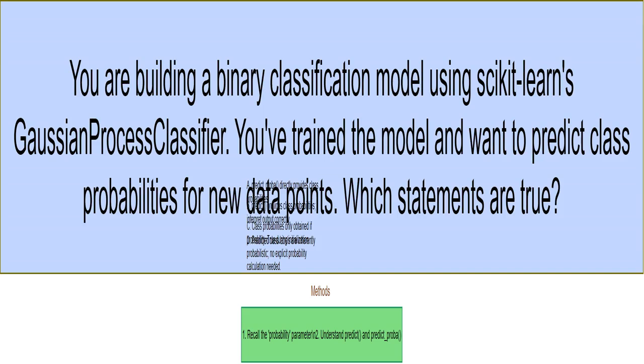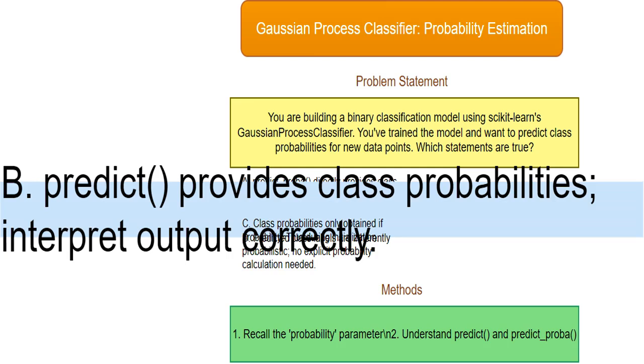But only if I set probability true earlier. It's the key to unlocking probability information. Although a Gaussian process model deals with uncertainty, it doesn't automatically give probabilities without the probability true setting and using predictProba. It needs that extra step to calculate and display probabilities explicitly.